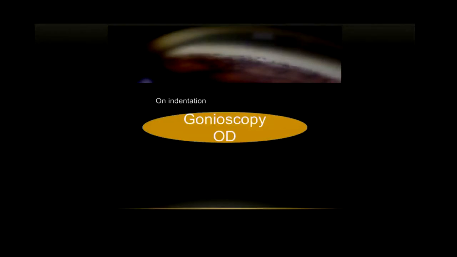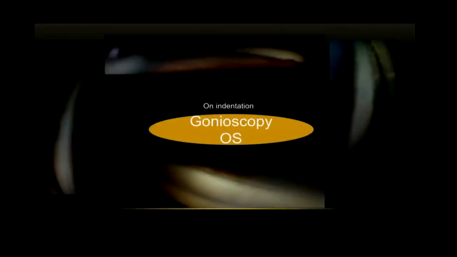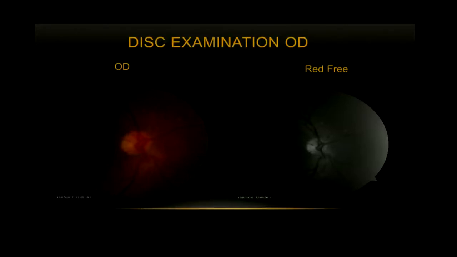And this is on indentation. If you do indentation, you press and look at the superior angle, which was totally closed earlier, it shows some opening, and you can see there's pigmentation in the trabecular meshwork area, which is kind of irregular, splotchy pigmentation, and maybe there is some suggestion of a synechia there. So what does that mean? These are the other angles. Similarly, you could open them a little bit, and this is the other eye, which again could be opened up on indentation.